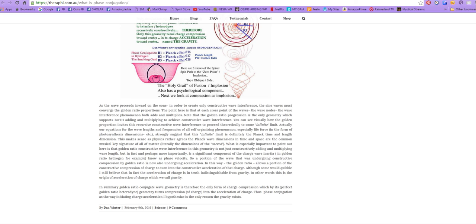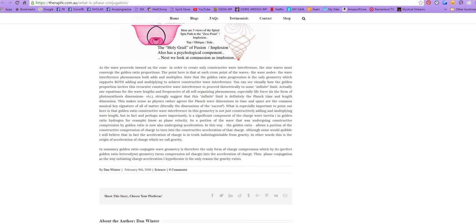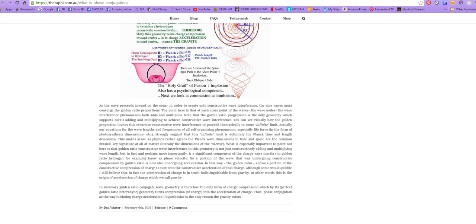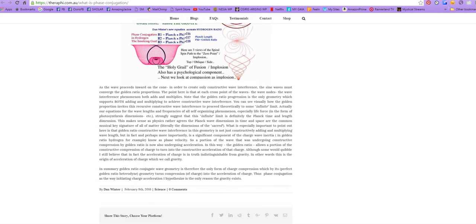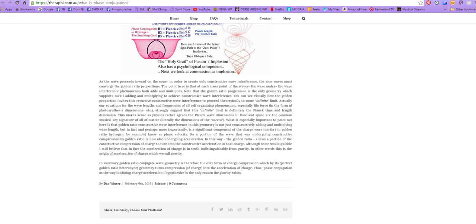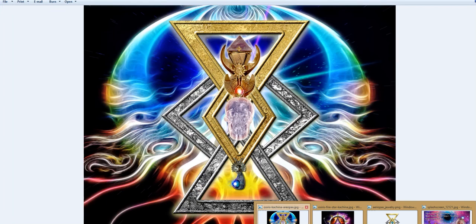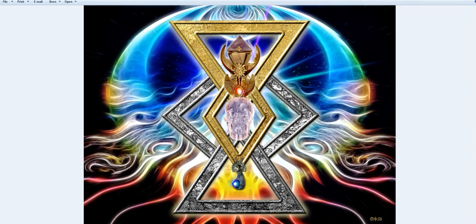In summary, golden ratio conjugate wave geometry is therefore the only form of charge compression which, by its perfect golden ratio heterodyne geometry, turns compression of charge into the acceleration of charge. This phase conjugation, as the way of initiating charge acceleration, I hypothesize, is the only reason gravity exists. Wow. Well, this is great about gravity, but it's also great about the whole ascension process. It's in a nutshell here and, of course, here, because this is Osiris arising.